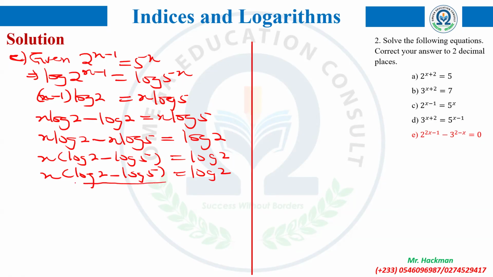So log 2 over log 2 minus log 5. So x will be equal to, we are matured, so feed your calculator with this. Come and approximate it and write it there, 4 dp, I'm waiting. So do log 2 over log 2 minus log 5. My professors, I'm waiting. This is just calculator work. Don't let us waste time.